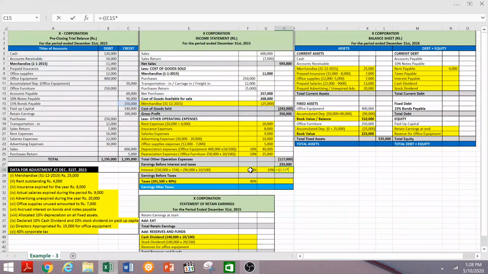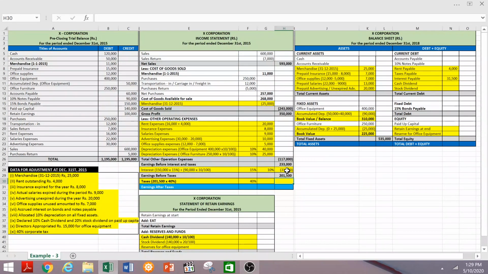Remember, this 31,500 is a liability, so we don't need to forget writing the amount of interest in the balance sheet also. The yellow shaded area suggests that an item shown in the adjusting data must impact two sides of the accounting equation. Now subtract the amount of interest from the earning before interest and taxes. So we can calculate the amount of earning before taxes.